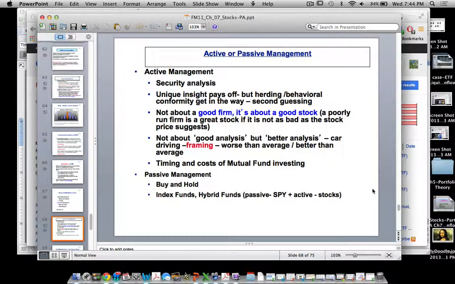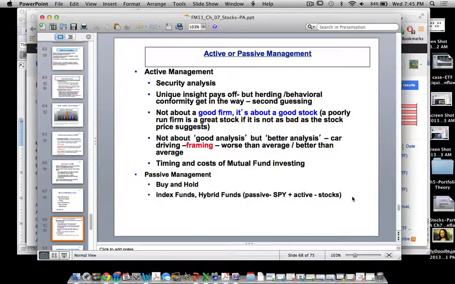A good firm, typically everybody knows about it, and so it's priced to perfection. So the expected return on that is positive, but the realized return can often be negative. But a good firm can remain a good firm for a long time. So just be careful about that. It's not about good analysis, but better analysis. There's something about framing in that, which I'll address later on.